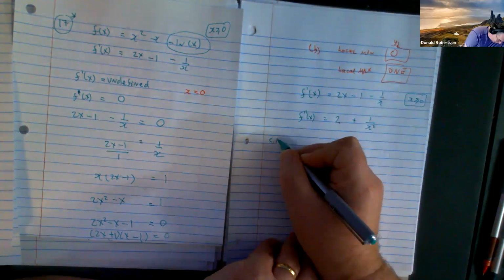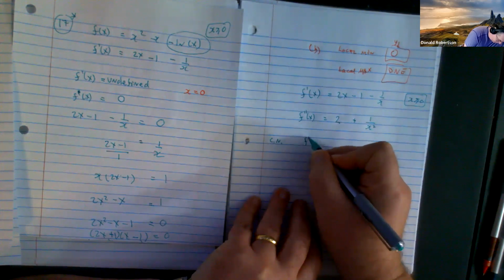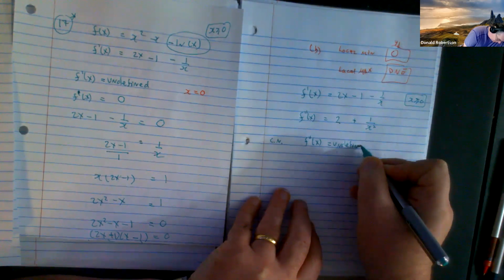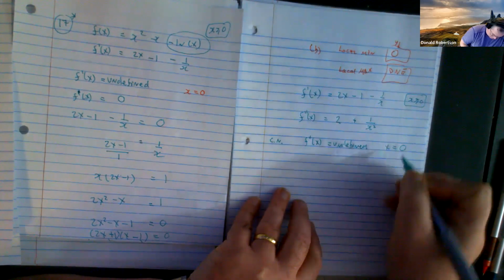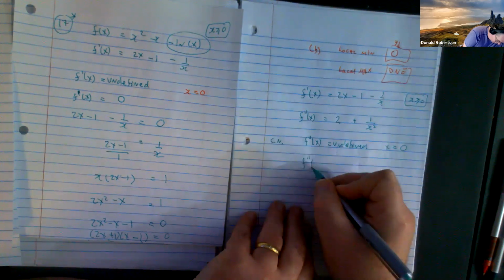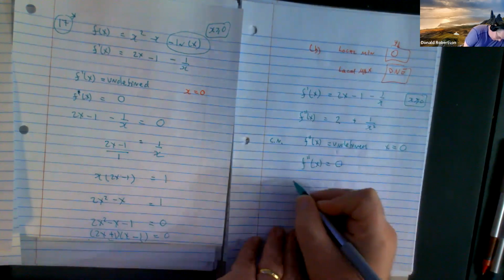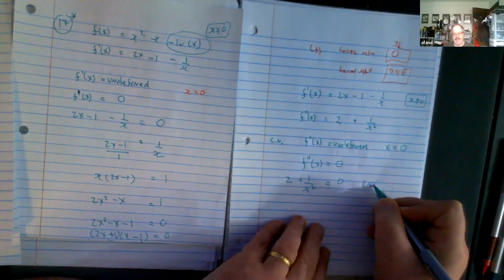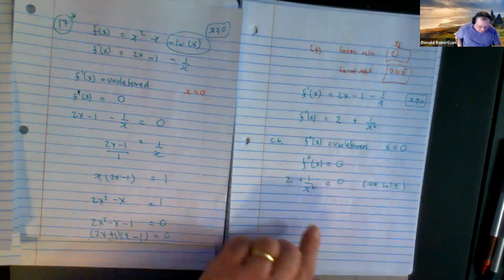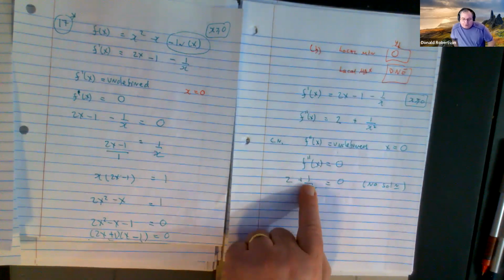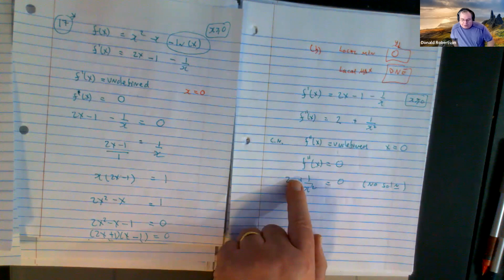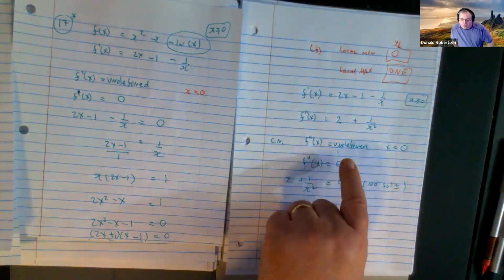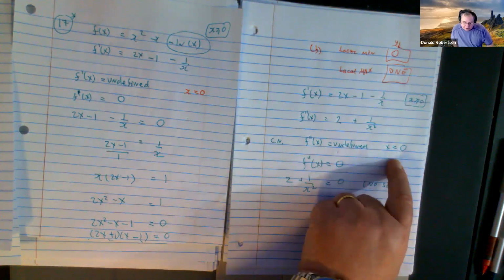So let's go for critical numbers. When is the second derivative undefined? The answer in this case is at 0. When is the second derivative equal to 0? Well, that guy has no solution. 1 over x squared is always going to be a positive something. 2 plus a positive something can never be 0. So there are no solutions. So there's only one critical number, and that is at 0.